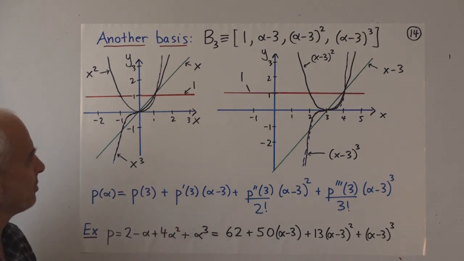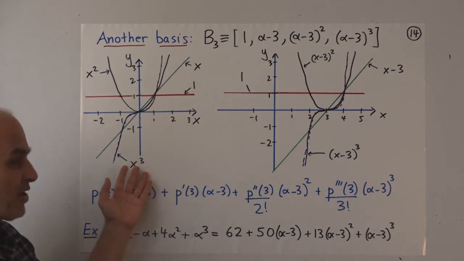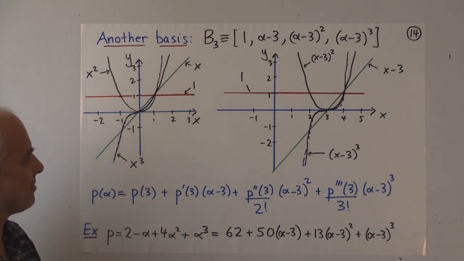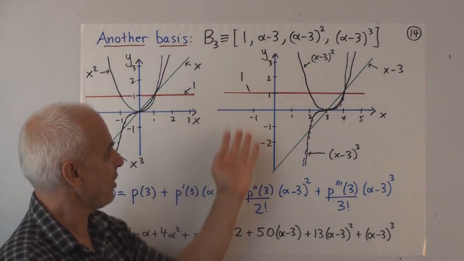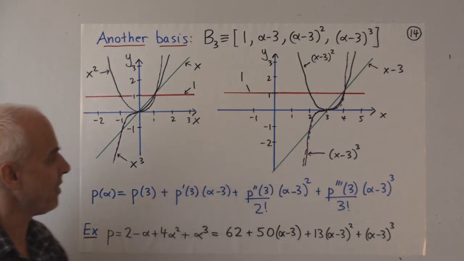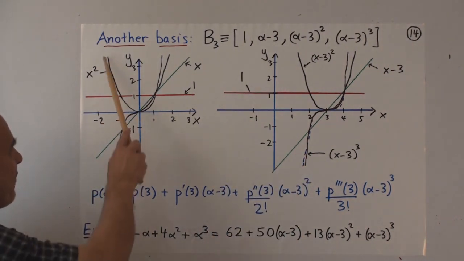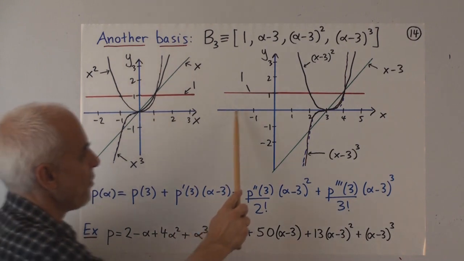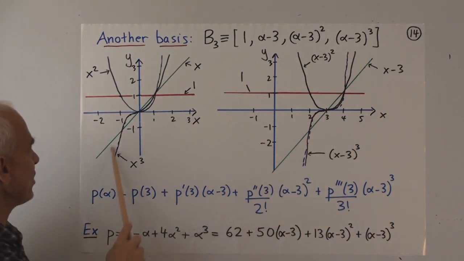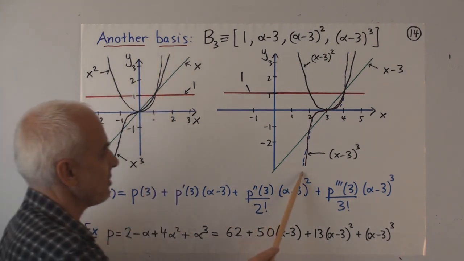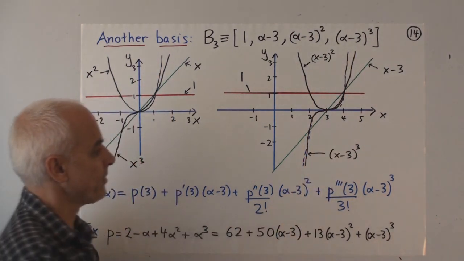Here's a picture. Those are sort of the standard basis polynomials. And here are the ones in B3 just moved over by 3. So instead of having x squared, we've moved it over by 3, so there's x minus 3 squared. Instead of having x cubed like this, we have x minus 3 all cubed.